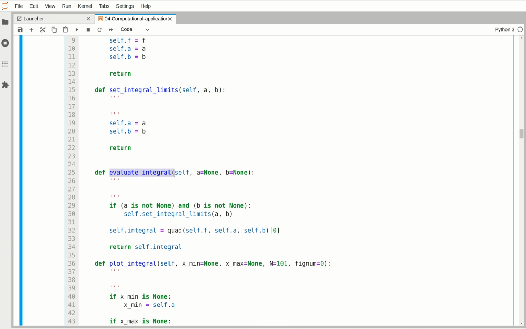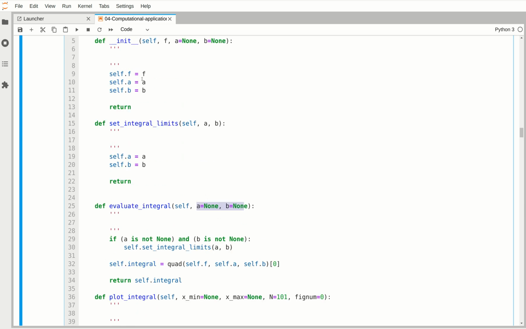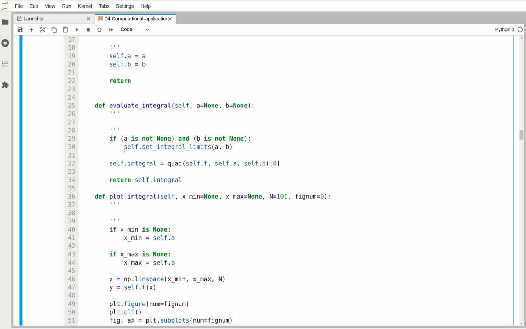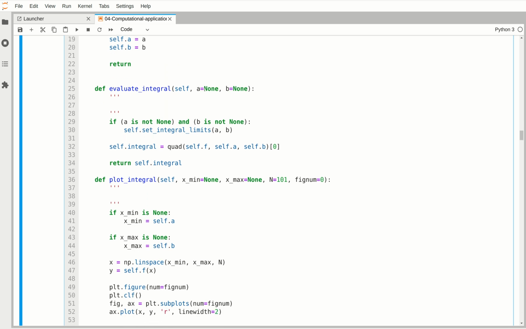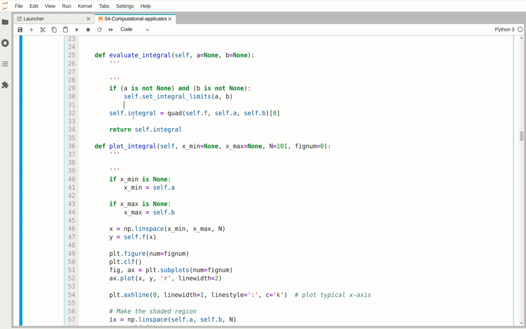Then when we look at evaluating the integral, you would have to give a and b values. If they were already None, then you would have to say, okay, if a is not None and b is not None. When you evaluate the integral, if you hadn't already set a and b at some point, you would need to set it here. Otherwise, you would get an error when you run this. I'm not checking to see if self.a and self.b are ever None. But if you pass an a or a b to it, it will overwrite whatever a and b was previously. And then it will evaluate the integral.